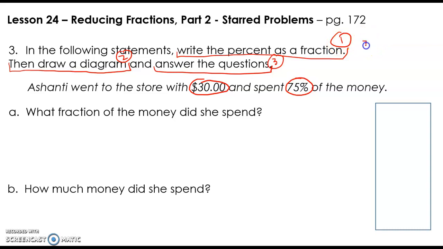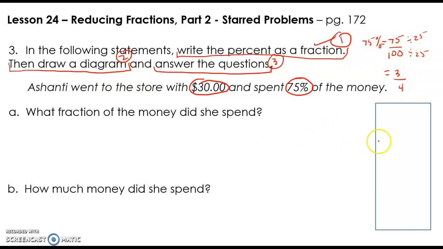So my first step is supposed to make this into a fraction. And remember, percent is per 100. So let's go 75% to 75 per 100. And I can reduce this if I divide by 25. 75 divided by 25 is 3. 100 divided by 25 is 4. So I have my fraction, okay?